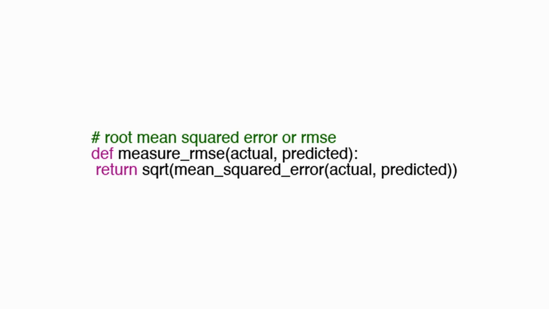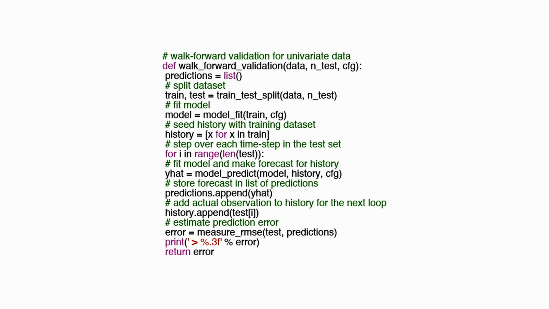The function measure_rmse uses the mean_squared_error function from scikit-learn to compute the mean squared error, also known as MSE. It then takes the square root of this value. Listed below is the walk-forward validation function, which integrates all of these components together. The process involves obtaining the dataset and selecting the desired number of observations to serve as the test set. Along with this, the model's configuration is also specified. The outcome of this setup is then the RMSE value, which indicates the model's performance on the test set.